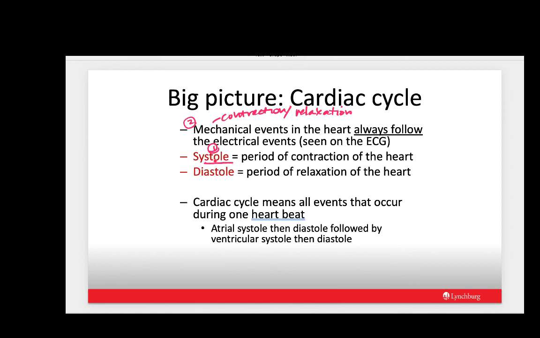Some vocabulary. Systole means contraction, and diastole means relaxation. And basically, one cardiac cycle means all of the events that occur during one heartbeat. And this is going to be atrial systole followed by atrial diastole, and then ventricular systole followed by ventricular diastole. So the atria contract together and the ventricles contract.